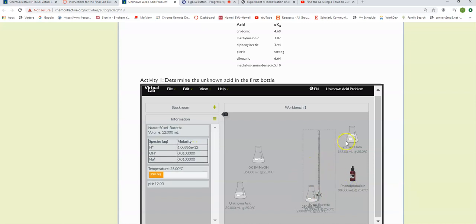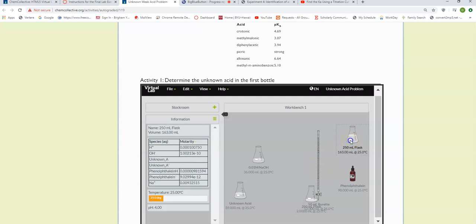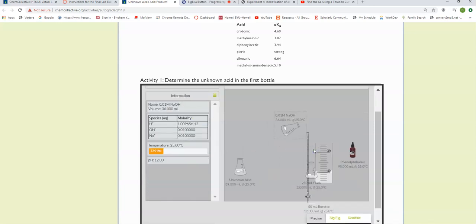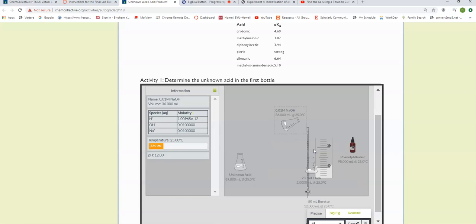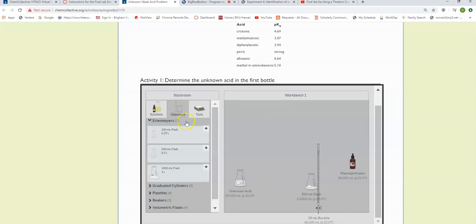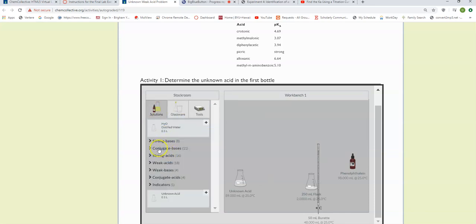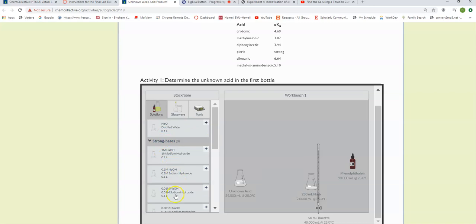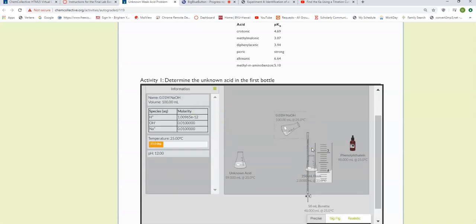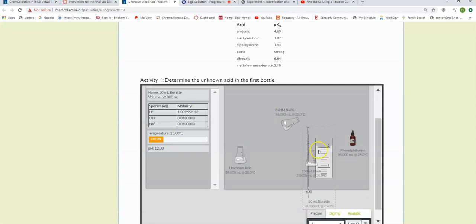Where are we at with this stuff? How much do we have of this stuff? This one I'm going to get rid of. I don't have 40 mils. I'll put in as much as I have. That was 36. Then I'll get some more sodium hydroxide. Four more milliliters there.